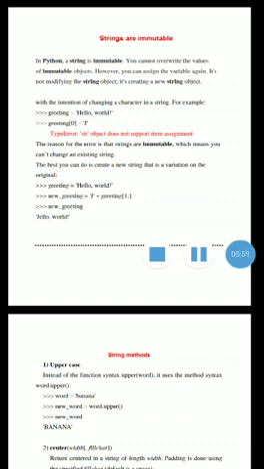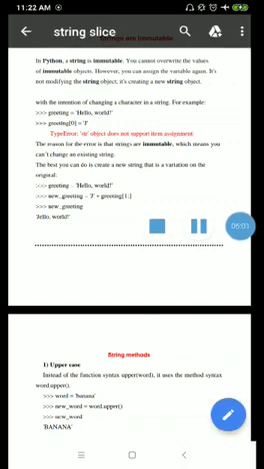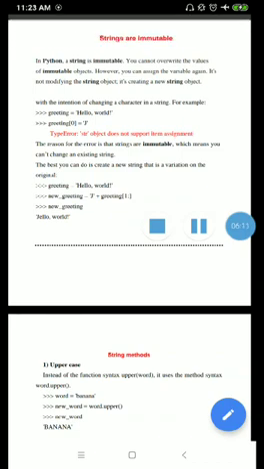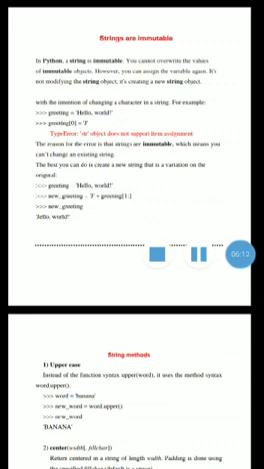Now, if you do this operation, you will get an error, that is TypeError: 'str' object does not support item assignment. It indicates that strings are immutable. The reason for that error is that strings are immutable, which means you can't change an existing string. Instead, you can create a new string. The best way is to create a new string that is a variation of the original.